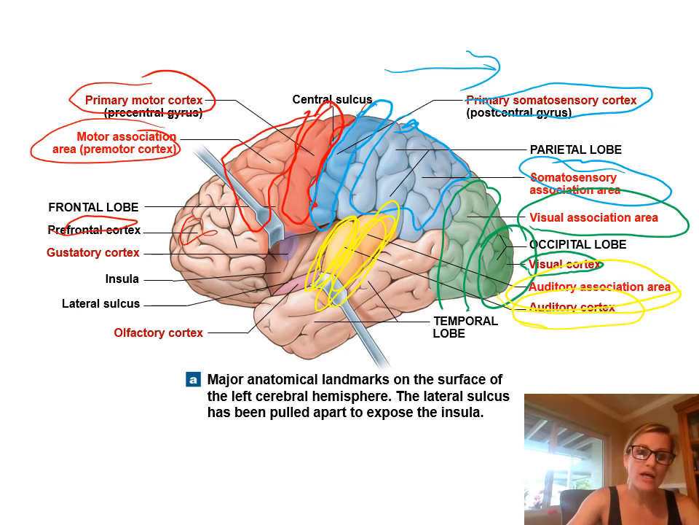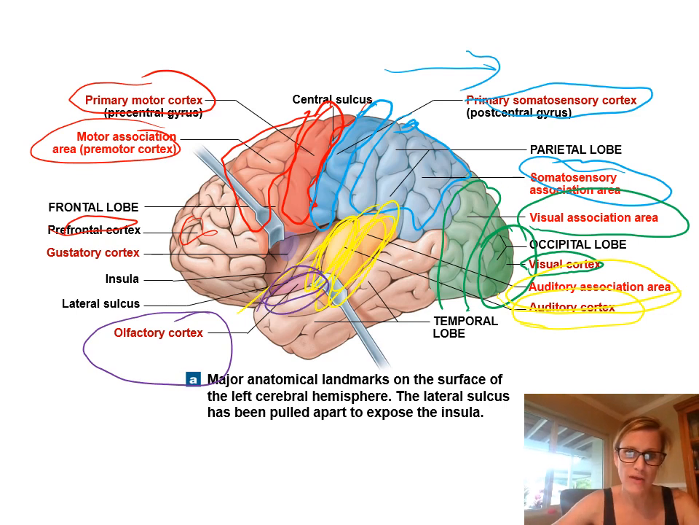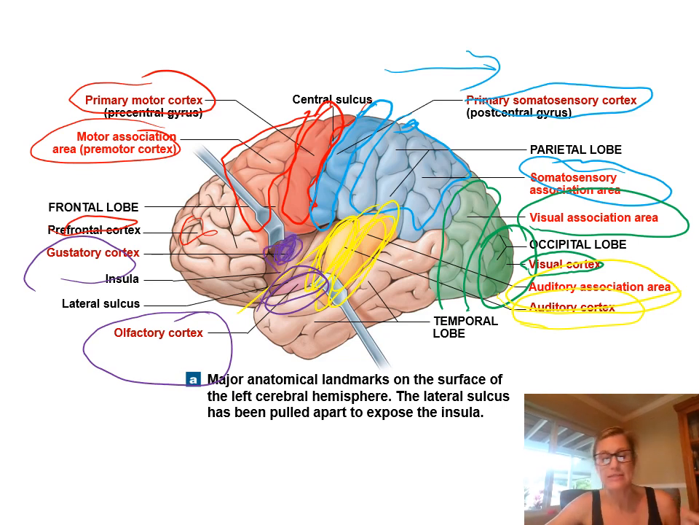We mentioned that the gustatory cortex and olfactory cortex are deeper within the brain, so you have to open it up, right? You open up this lateral sulcus right here so we can see deeper in the brain. You see the olfactory cortex right here on the medial side of the temporal lobe, and you see the gustatory cortex deeper within the insula on the inner lobe of the brain.